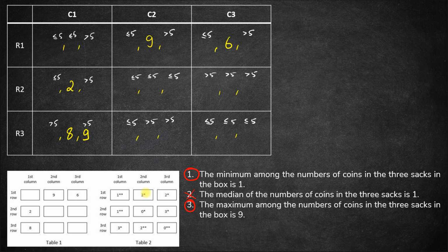Next you have only one asterisk here. Now here this value is 9. If this value is 9, the median value itself is 9, then can a sack contain more than 9 coins? No. So the only possible value for this sack to contain is 9.